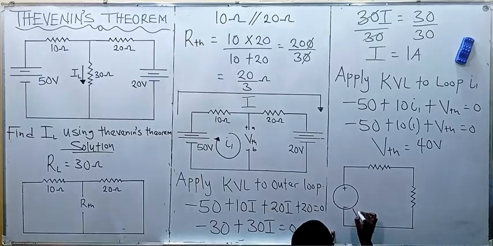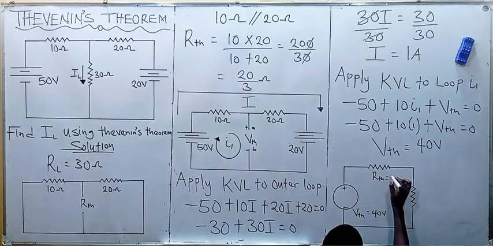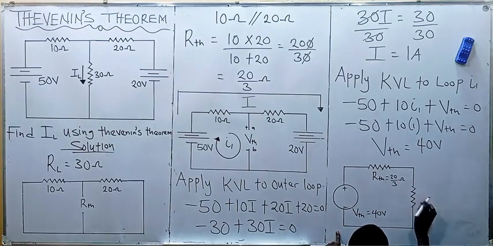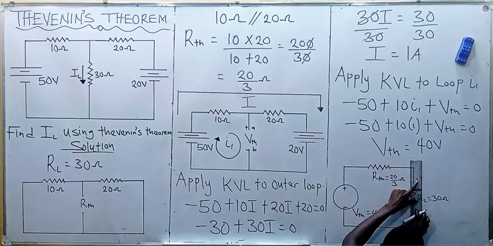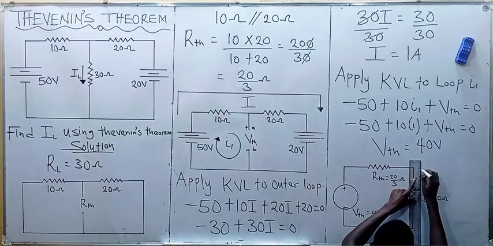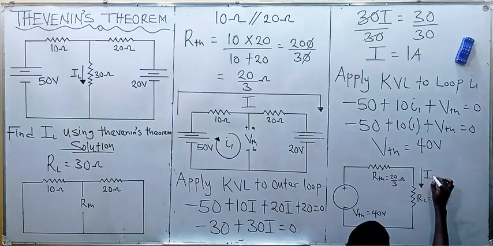All right, so this is the Thevenin voltage. Now the Thevenin voltage is 40 volts. Our Thevenin resistor is what? It is 20 over 3 ohms, and our load resistor is equal to what? It is 30 ohms. All right, then the current will be like this. The current flowing across the load is IL.